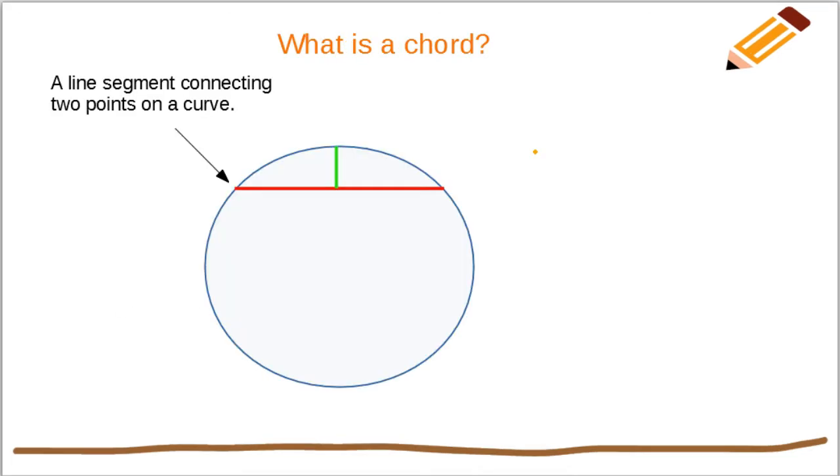What is a chord? A chord is a line segment connecting 2 points on a curve. In this image, the red line would be the chord connecting A and B.